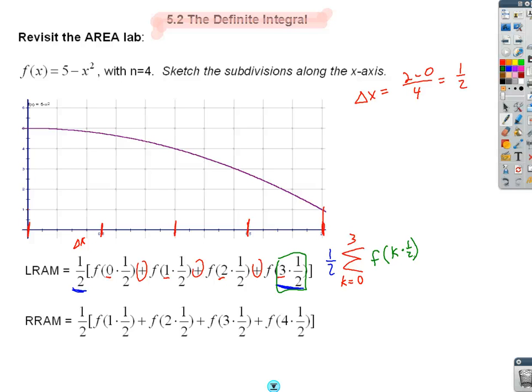All right, here we go. Pause. So notice, bam. The right RAM and the left RAM, the function's identical. The 1/2's identical. The only thing that's different is where I start and where I end. Intriguing, huh? In fact, that's always the case. If you want to do a left RAM, you're always going to start with k equals 0. If you want to do a right RAM, it's always going to start with k equals 1. Just have that in mind. Okay? So here we go.